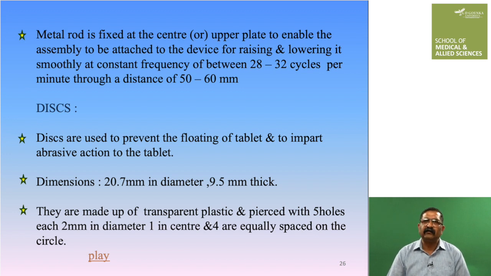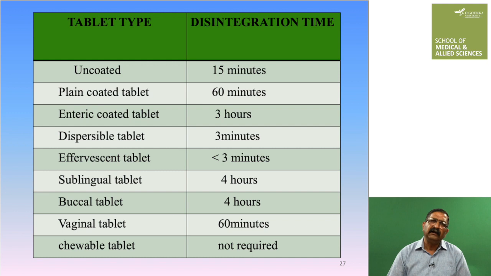Dimensions of the disc are 20.7 mm in diameter and 9.5 mm in thickness. They are made of transparent plastic and pierced with 5 holes, each 2 mm in diameter, 1 in the center and 4 equally spaced in a circle. In the next slide you can see the optimal disintegration time for various types of tablets.